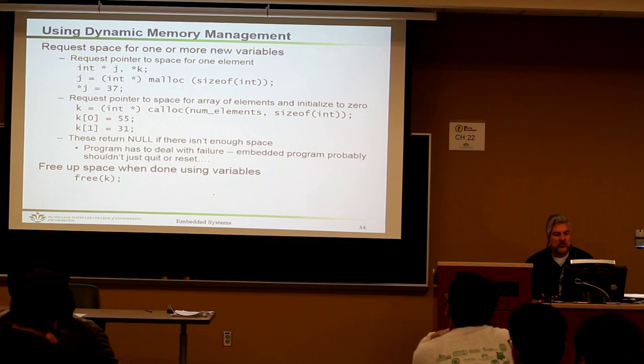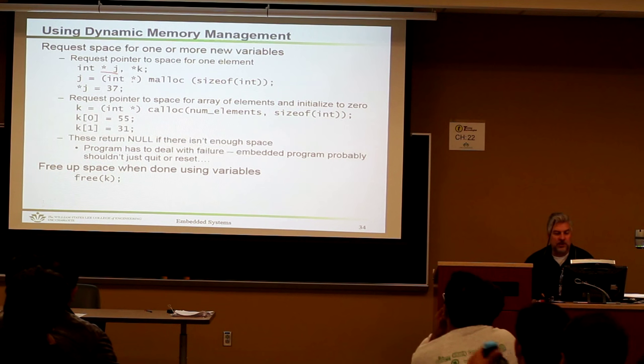And a reason you might want to do that is, well, in this case, we're going to request space for one or more new variables. Again, is this an integer or a pointer to an integer? Pointer to an integer. So it's going to be pointing to an integer. I should say, the actual storage is going to be an address which will point to an integer. And so in this case, J is an address, and the malloc will actually return a pointer to a single space or a single memory location, which is 2 bytes.